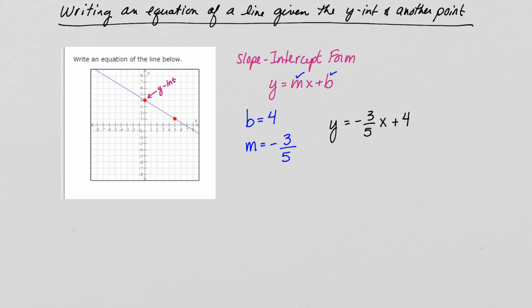I have one more example we'll try. So again, here's that y-intercept. It's where it crosses the y-axis. Remember, this here is the y-axis. So in our case, the y-intercept, the b, is negative 2. And now I have to figure out my slope, m.